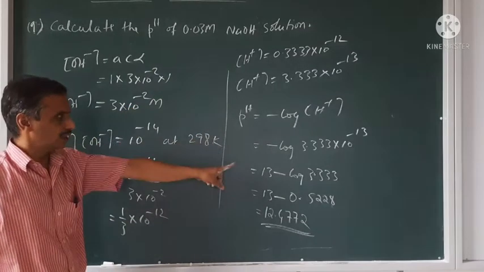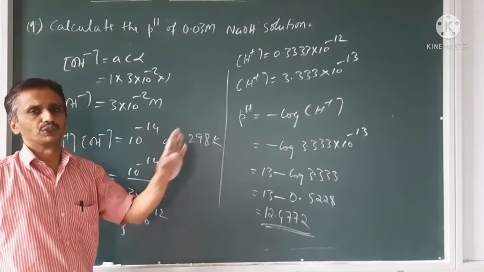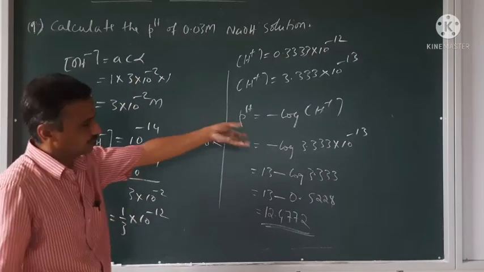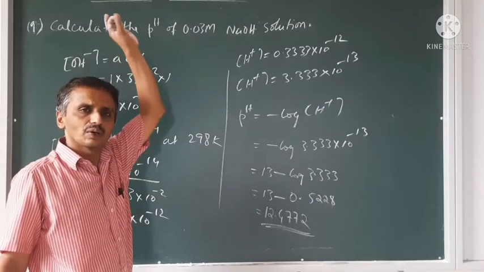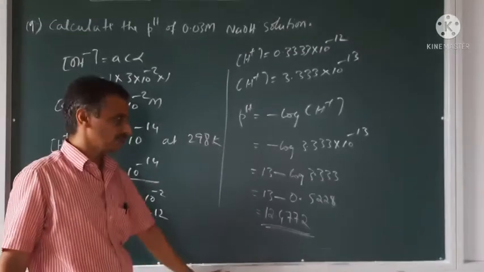Same question I solved in a different manner. Which is easy for you? You use it. So if this is easy for you, then use this method. If not, sir, first I'll get the pOH, then calculate pH, then use that formula also. No matter.